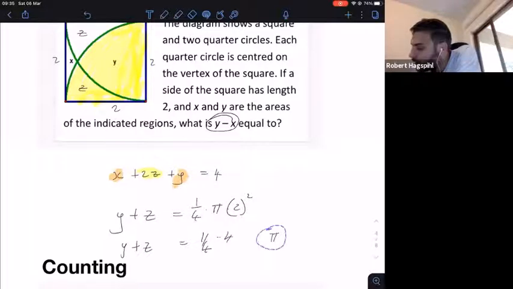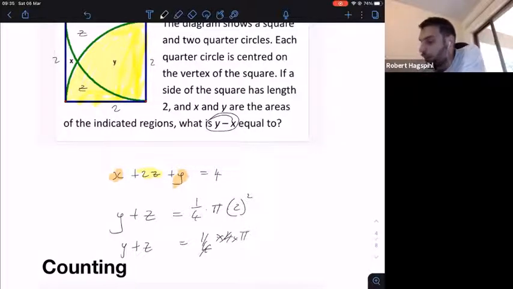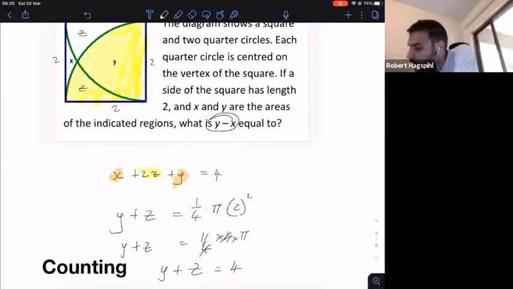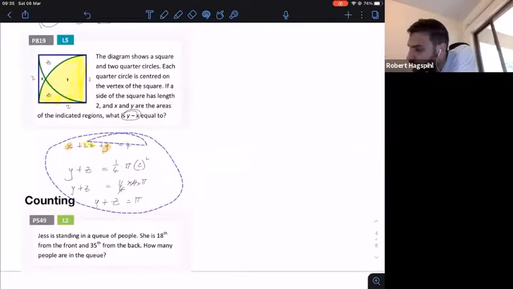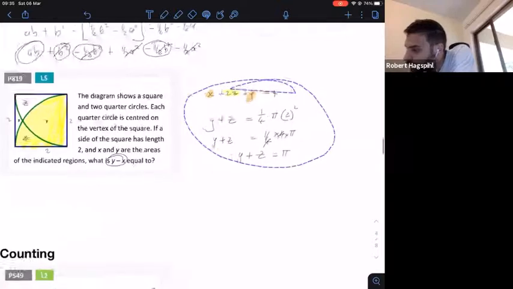All right. Is everybody with me that I now have a quarter times 4 times pi? The 4's will cancel out, and all I'm going to get is that y plus z is equal to, oh, not 4, is equal to pi. All right, let me move all of this there. All right.